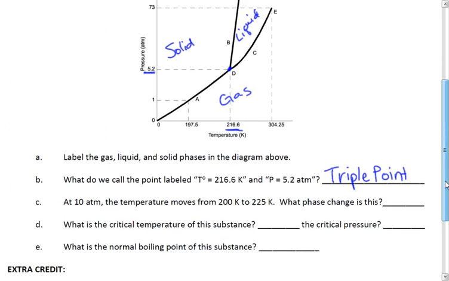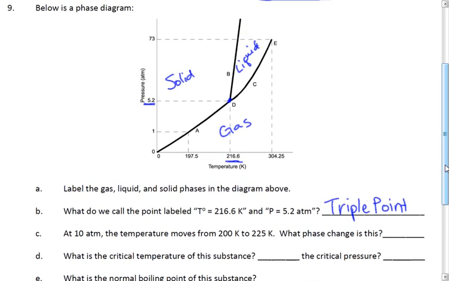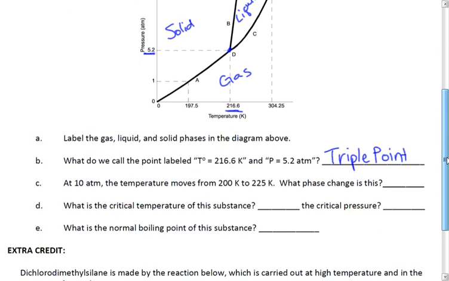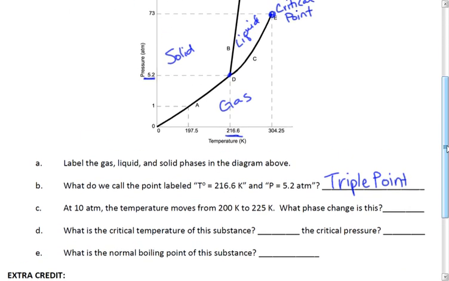And let's go ahead and jump to D. The critical point is going to be at the end of this line between liquid and gas. That's our critical point. Beyond that critical temperature, it will not be a liquid like we think of it. It will be a supercritical fluid. And so that temperature is going to be 304.25 Kelvin. And the critical pressure, we just read that line over, and we get 73 atmospheres.